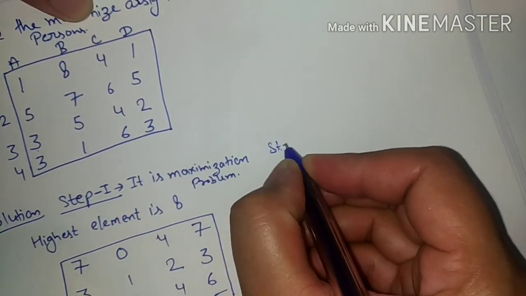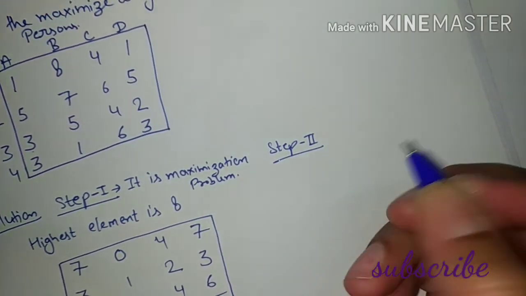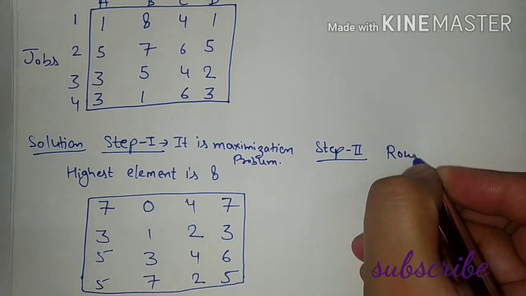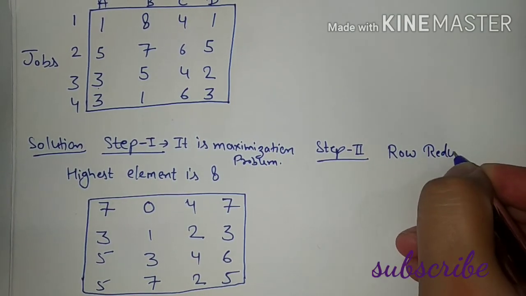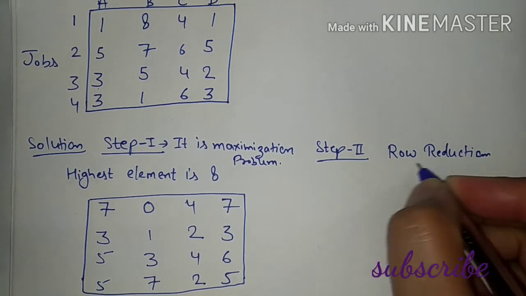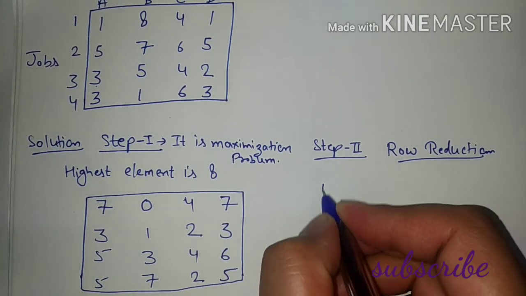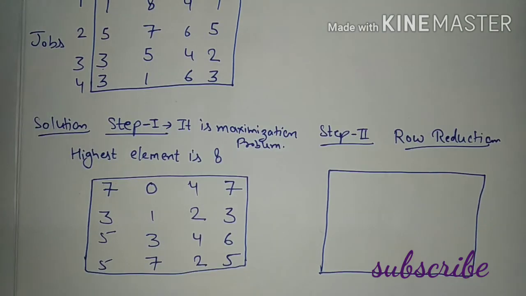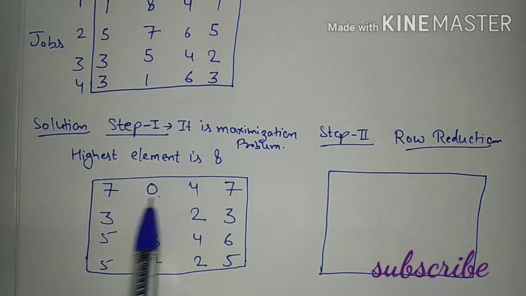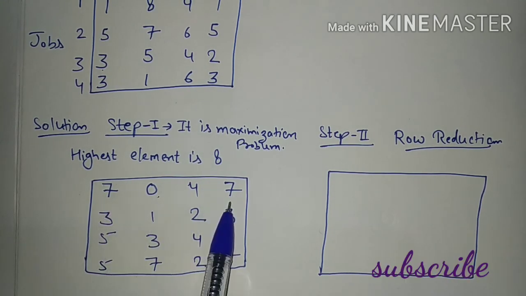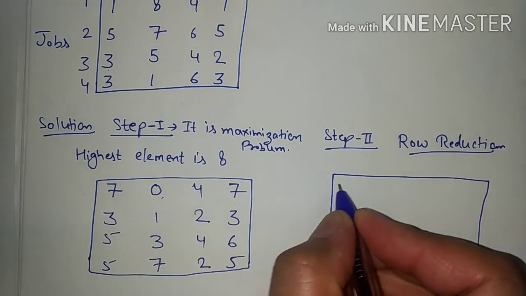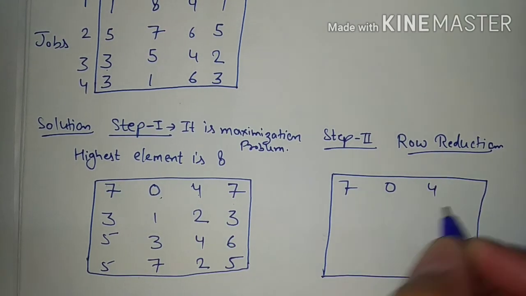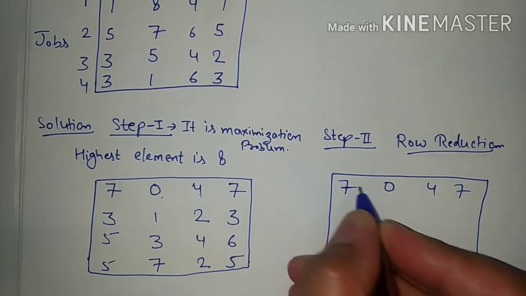Step number 2. Row reduction. In row 1, the minimum element is 0, so let us subtract 0 from each element of row 1. 7 minus 0 equals 7, 0 minus 0 equals 0, 4 minus 0 equals 4 and 7 minus 0 equals 7.